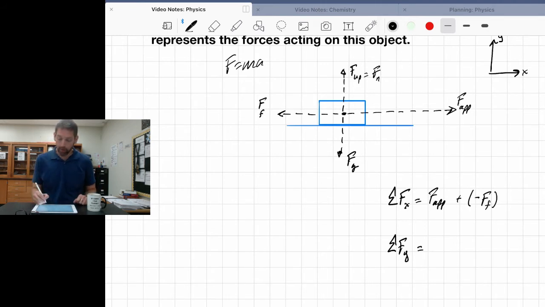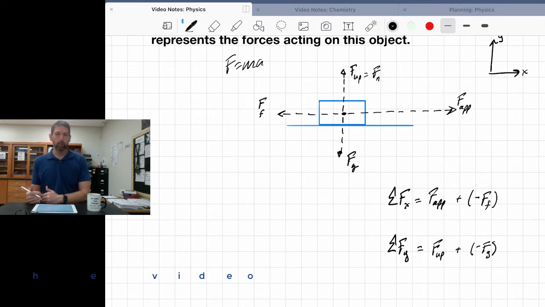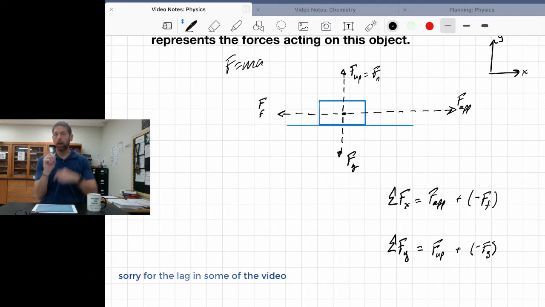The same is true along the y-axis. We have the normal force, which in this case is the force up, and we add that to the force due to gravity. I'm putting the negative symbol in front, knowing it's going to be a negative value. In this case, we assume the upward and downward forces are equal because it's at rest vertically. It's not moving up or down. Okay, so that takes care of this part.